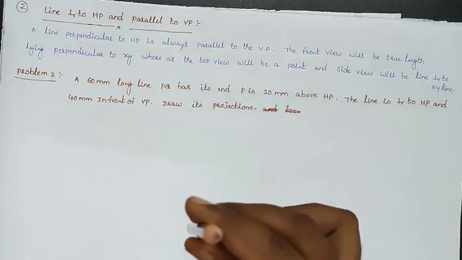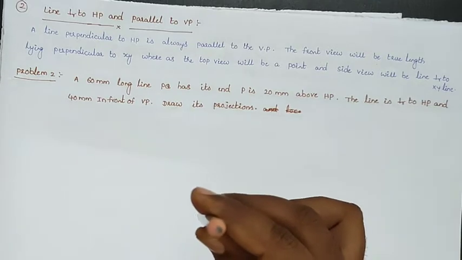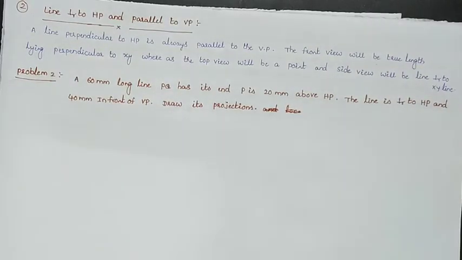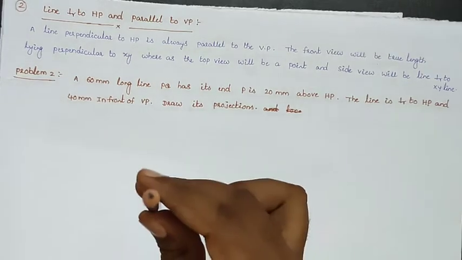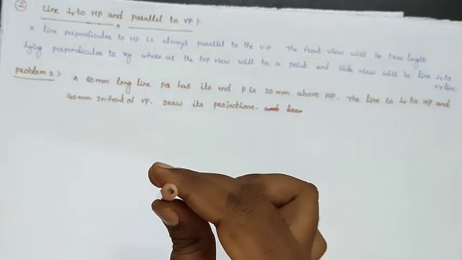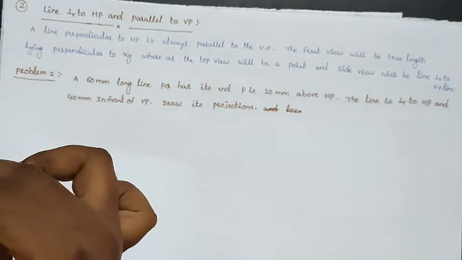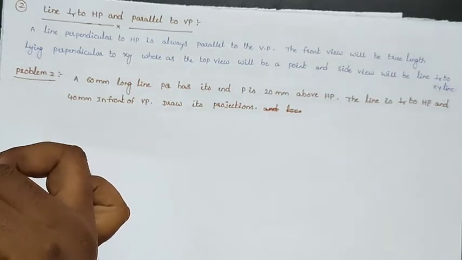Whenever a line is perpendicular to HP, it is always parallel to the VP. So this is the direction of the front view and this is the direction of the top view. Whenever you see the object from the front view, the true length of the line is obtained on the vertical plane as a perpendicular line, as a vertical line.